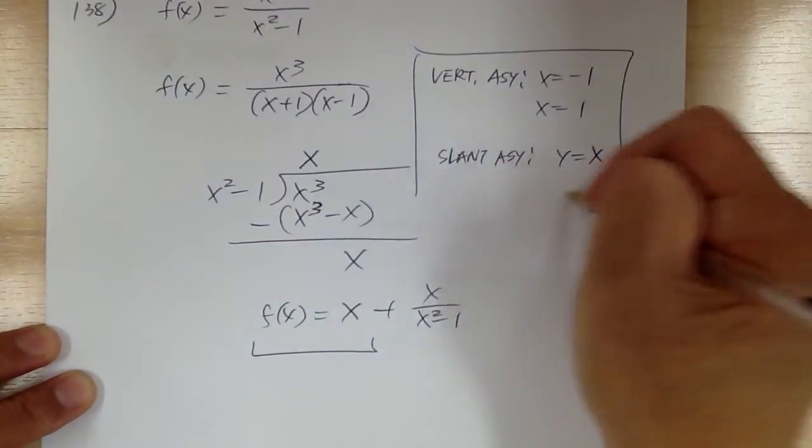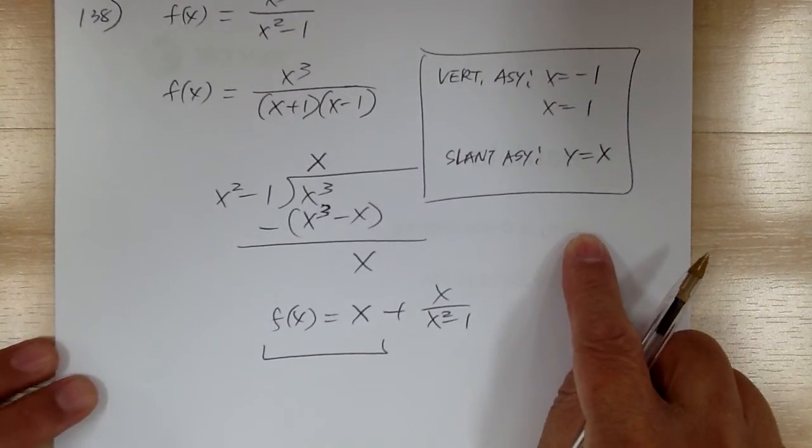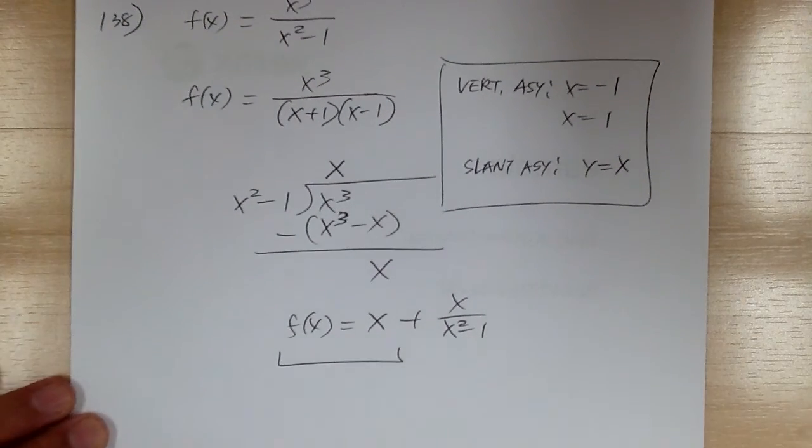So here are your 3 asymptotes. Okay, let's go to the next one.